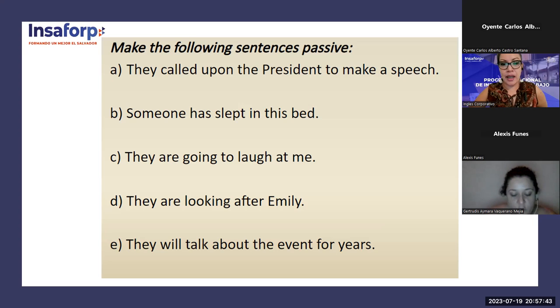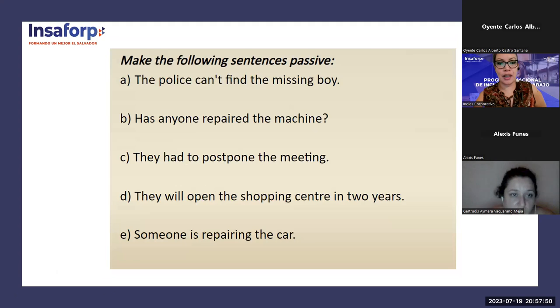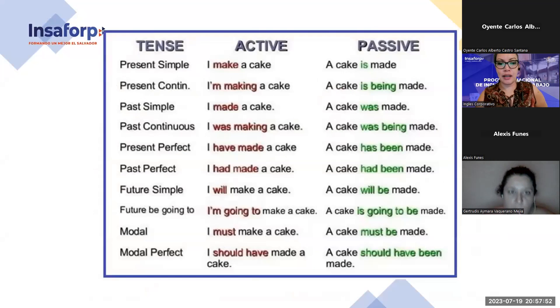The last one, they will talk about the event for years. Aquí tienen, por ejemplo, will make, will be. Aquí pueden como ir auxiliándose. Will, en pasivo, will be. Cuando es presente continuo, lo que viene aquí, I am making, is being made.